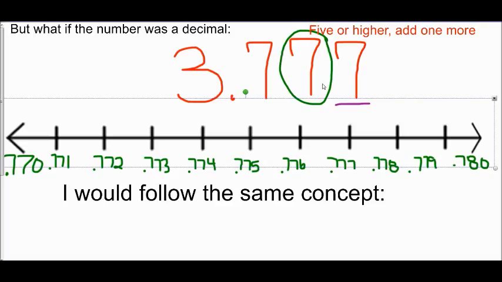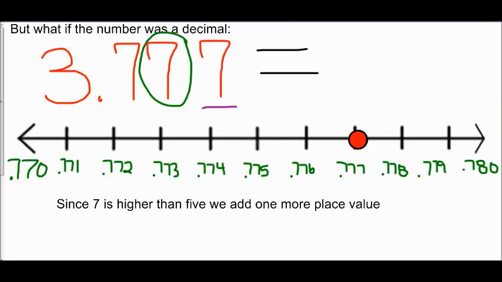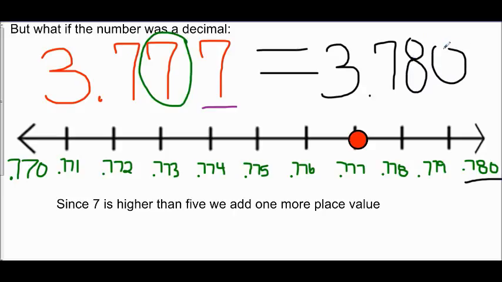Okay, I see that 7 is 5 or higher, so I'm going to have to add one more. And when I actually find it on the number line, it's right there. That's where it is. I can clearly see that it is higher than the 5. So I'm going to go all the way over here. So my answer has to be 3 and 780 thousandths. That's how I find my answer. 7 is higher than 5, so we add one more for the place value.